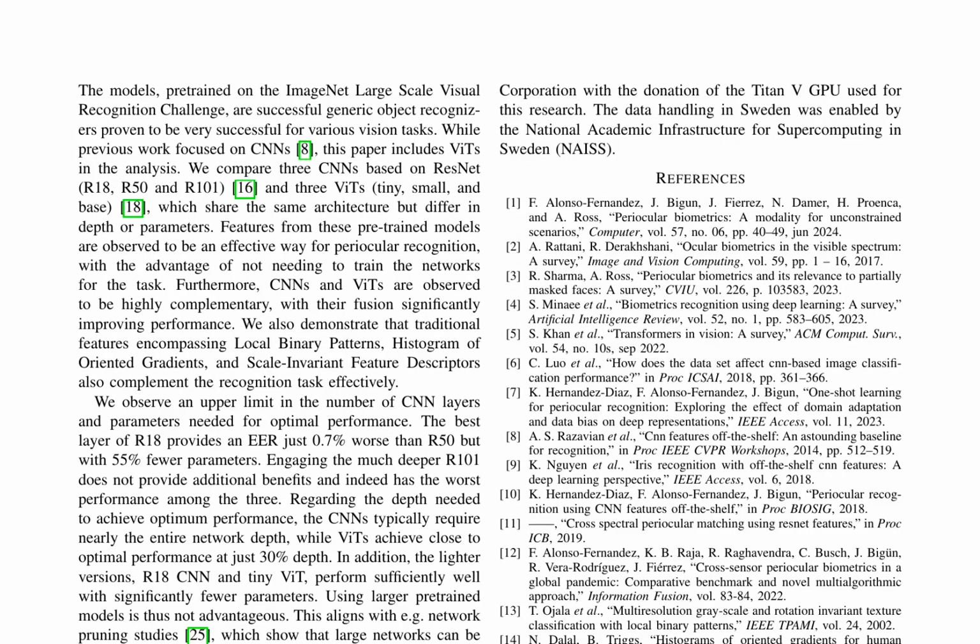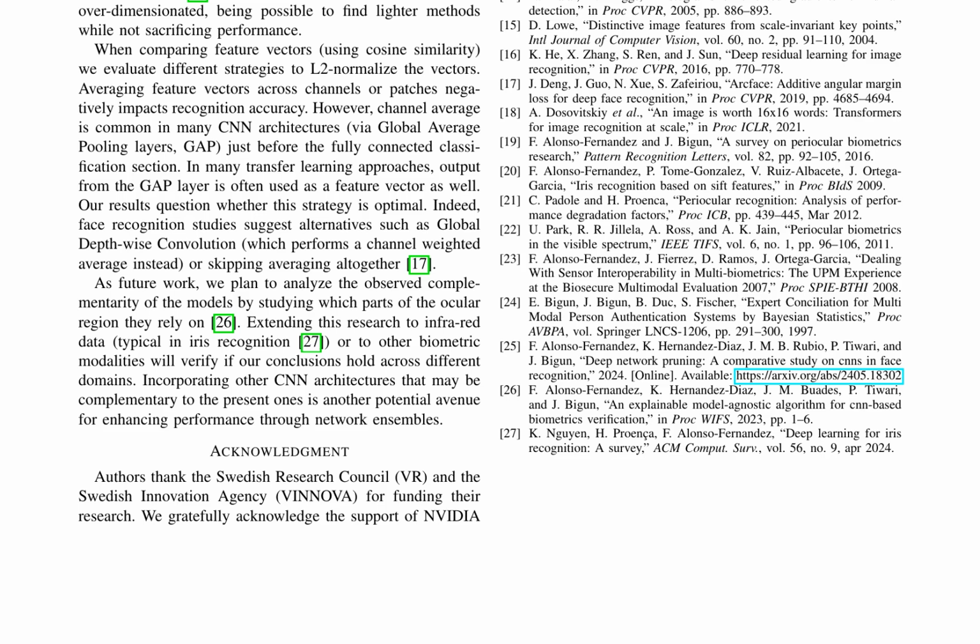The application of pre-trained models, specifically CNNs and ViTs, for periocular recognition is discussed in the paper. It highlights the effectiveness of using these models without the need for training them for the task. The comparison between CNNs, R18, R50, and R101, and ViTs, tiny, small, and base, shows that CNNs typically require nearly the entire network depth for optimal performance, whereas ViTs achieve close to optimal performance at just 30% depth.